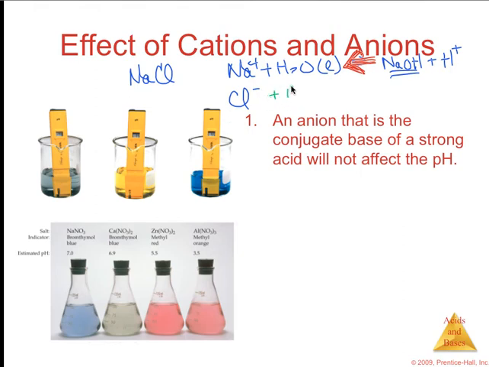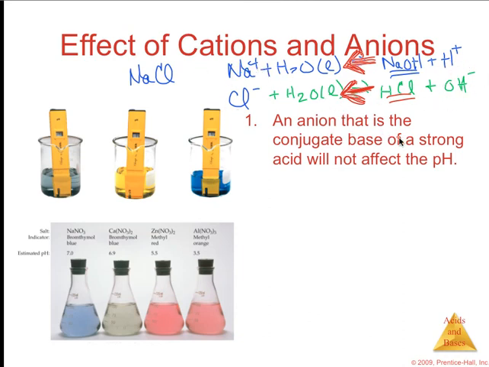I have chloride ion in water. Theoretically, it can set up an equilibrium with hydrochloric acid and a hydroxide ion, which would make the pH increase or more basic. But what do you know about this hydrochloric acid? It's a strong acid. It fully ionizes. Okay, so the equilibrium is shifted far to the left. I don't have any of this really in solution, so sodium chloride actually has no effect on the pH. That was an important point.